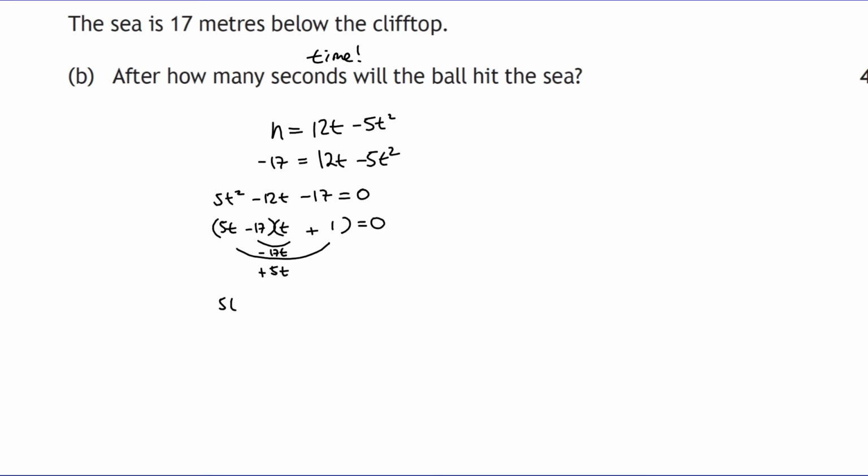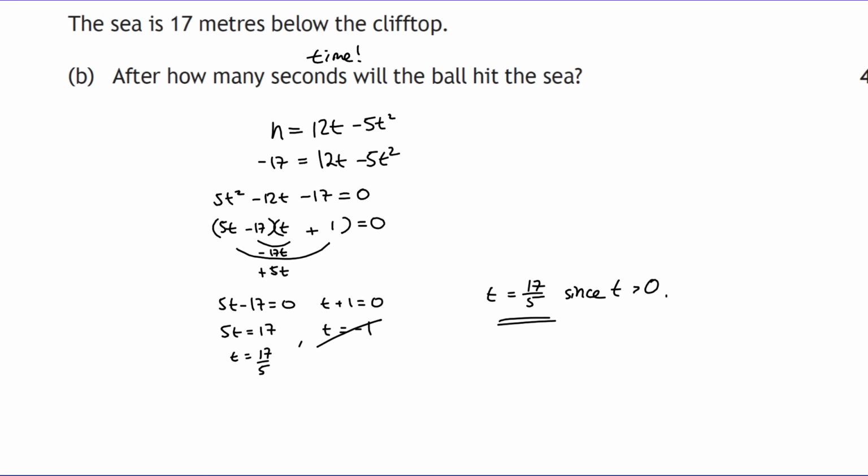We can set each bracket equal to 0 and solve. So 5t equals 17 for the left-hand equation, and t equals 17 over 5. Or for the right-hand equation, t equals negative 1. Now, we're not looking for two answers here, so the final mark here is for recognizing that if we're talking about time, the time it takes for that ball to hit the sea, it can't be a negative number. Okay, so the time equals 17 over 5, since t must be greater than 0. Okay, so that's our final answer there, not that one.